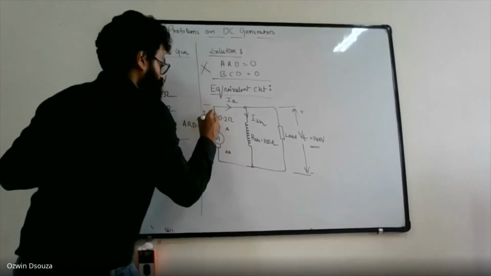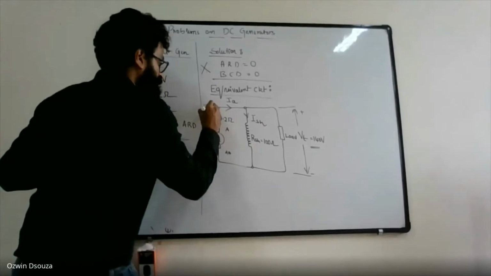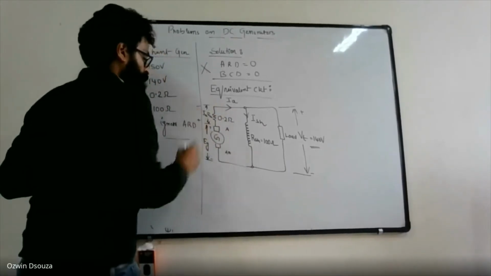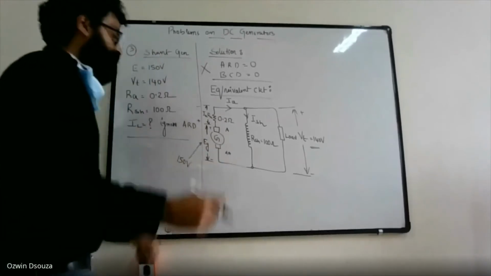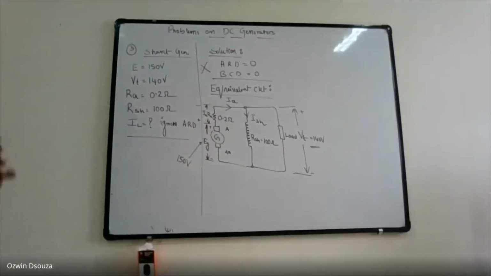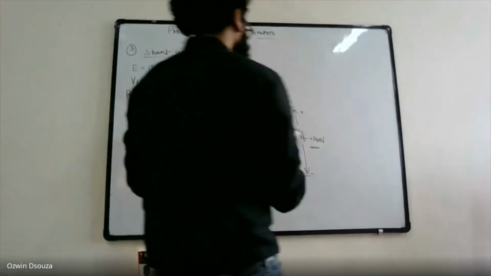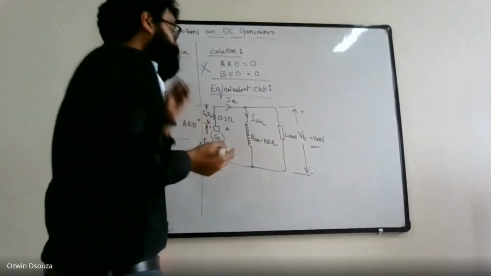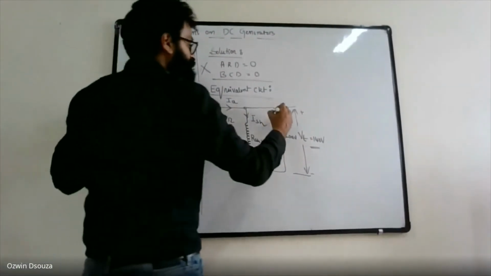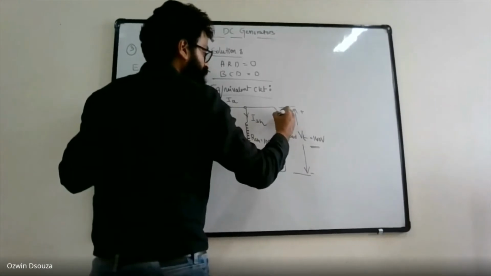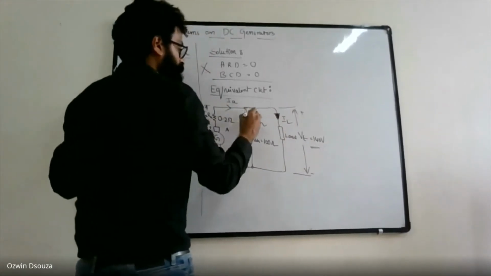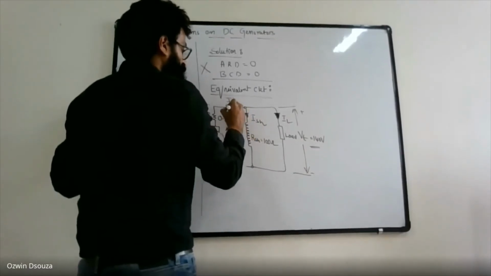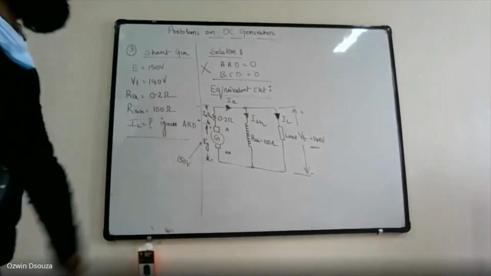This is the IA drop. Okay, so what is EG? EG is 150. So that's all. That's the problem, right? So what you have to do is find out IL. So let us mark IL. What is IL? IL is the load current. This is your IL. So IL needs to be found.